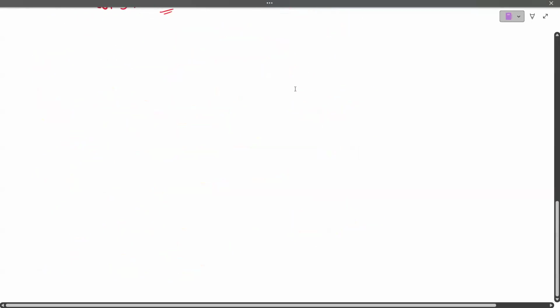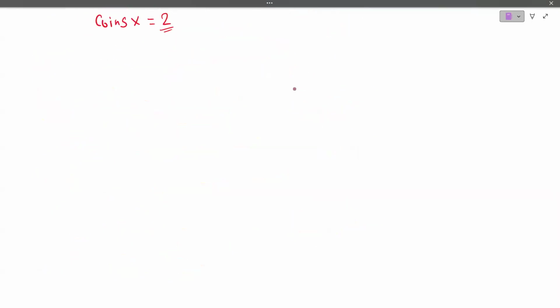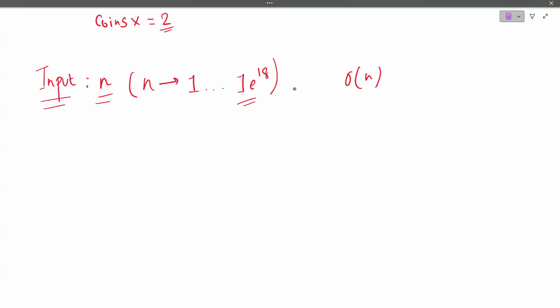Okay, so the question says that we are given an input, and the input for the problem is n. And the value of n is very large. The value of n can be anything from 1 till 10 to the power 18, right? So this is what the question says, that the value of n is very large. Now, since the value of n is 10 to the power 18, this immediately suggests to us that any polynomial time solution such as a big O of n or even a root n solution would give TLE, right?